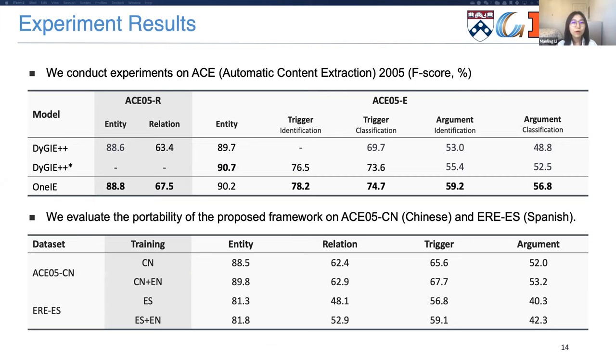This model outperforms the state-of-the-art end-to-end IE model on most subtasks on ACE 2005. The experiment results show that this model can easily be adapted to other languages, such as Chinese and Spanish. And the model feature is independent of language, so we can actually add the English training data to further improve the performance of Chinese and Spanish model.